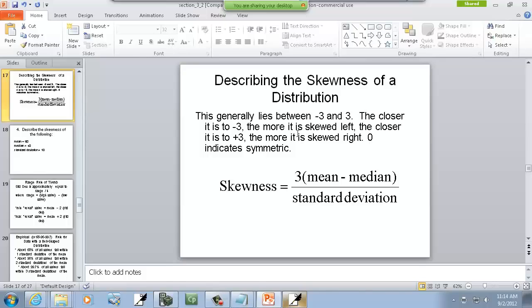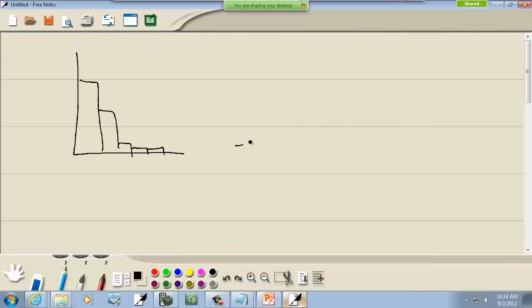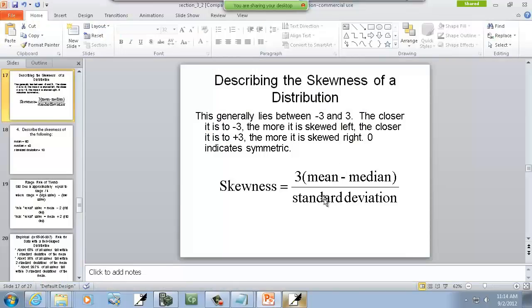So to describe the skewness of a distribution, this generally lies between -3 and 3. The closer it is to -3, the more it is skewed left. The closer it is to +3, the more it is skewed right. 0 indicates symmetric. Symmetric is where you get more or less your bell shape when you connect together the midpoints of your bar graph. Okay, so let's look at a formula dealing with this.